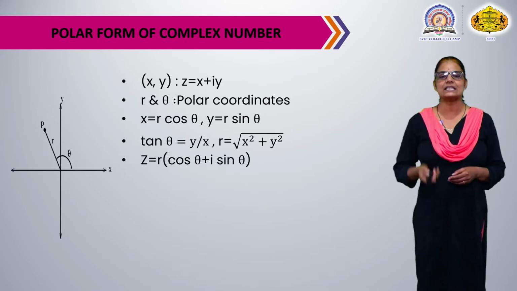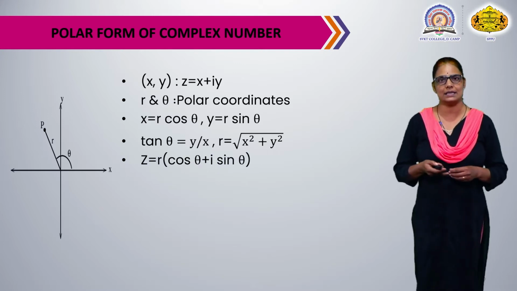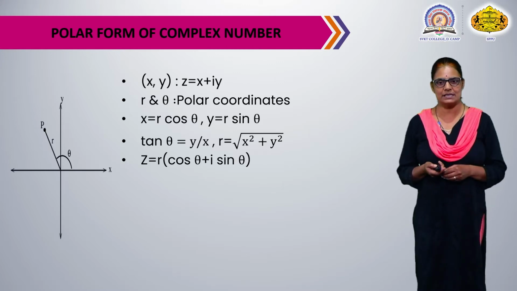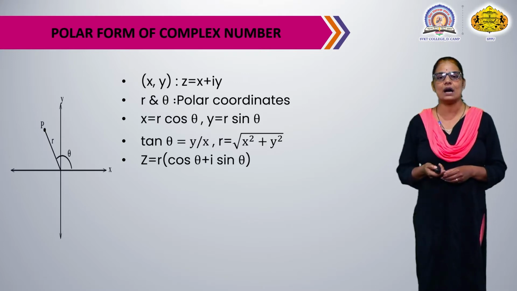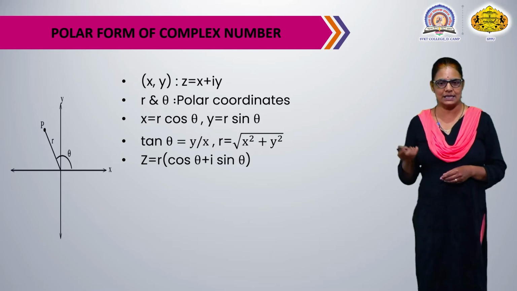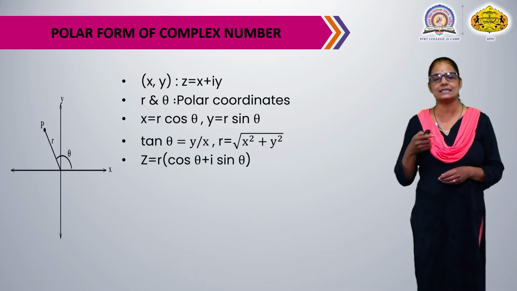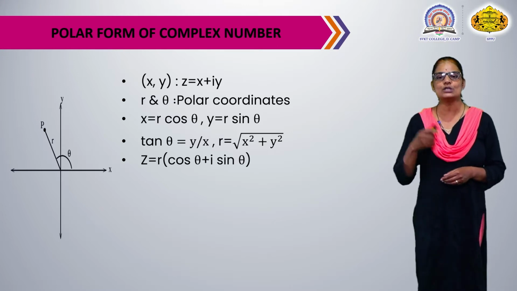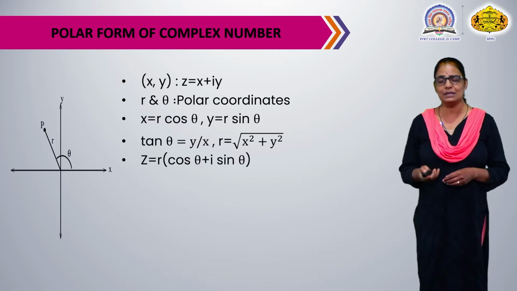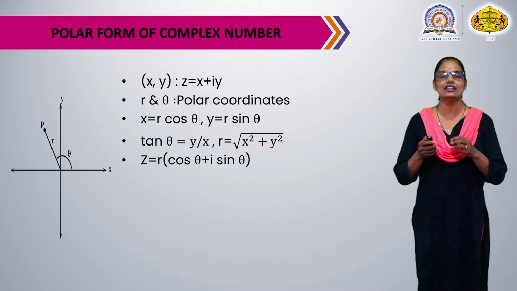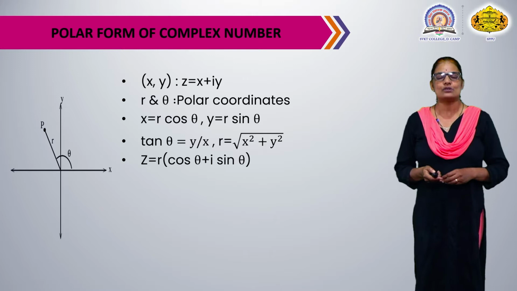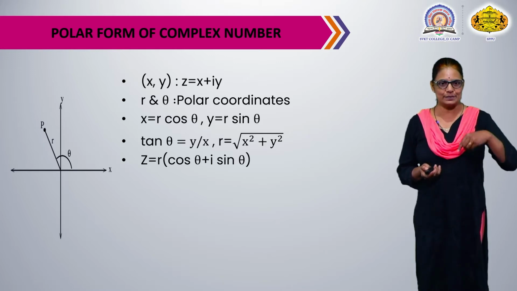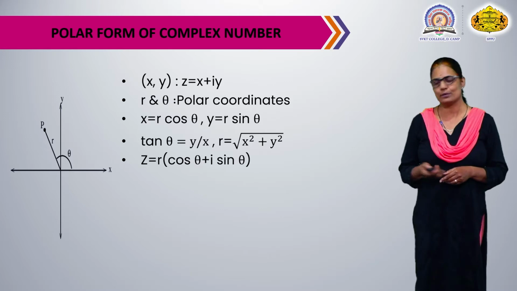Now if we put x equals r cos theta and y equals r sin theta in z, where z is the complex number x plus iy, we get z equals r cos theta plus i times r sin theta. Taking r common, z can be written as z equals r times (cos theta plus i sin theta). This form is called the polar form of the complex number. That is, we express the complex number in terms of its polar coordinates, r and theta. Our next topic is how to express the complex number in exponential form.